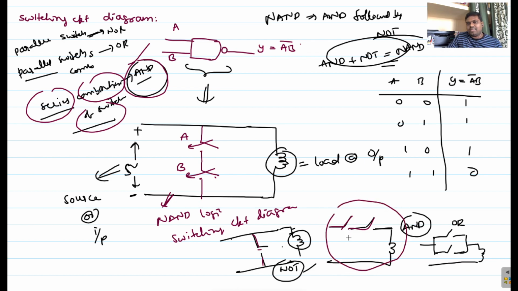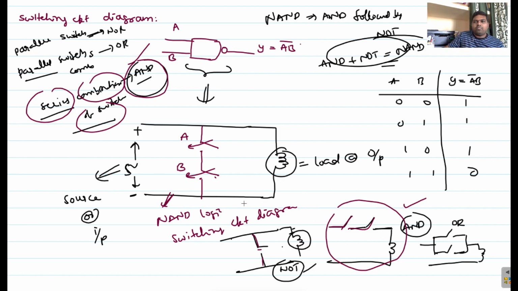A series combination of switches will give the AND logic. A parallel combination of switches will indicate the NOT logic. So here the NAND is nothing but AND followed by NOT logic. So in that case, the series connection of switches will be changed into a parallel manner, then we can get the NAND logic. So this is about the NAND logic.